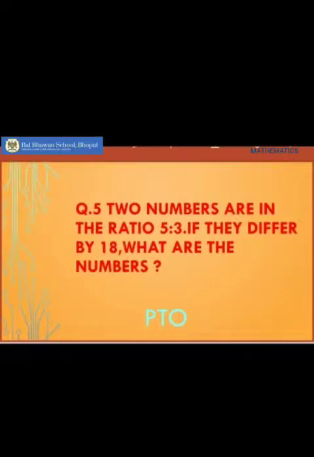Again, there are two numbers. The condition is a little different from the previous one. They are in the ratio of 5:3 and they differ by 18. Differ by 18 means the difference of both of them is 18 and we have to find the numbers. So let's see how we are going to solve it.